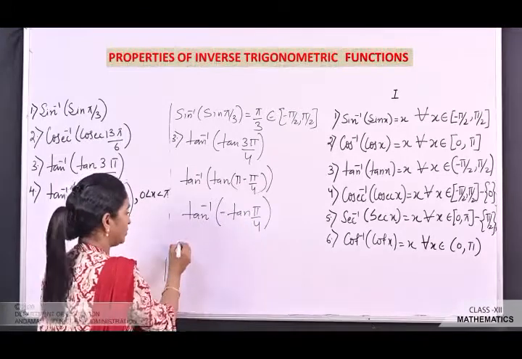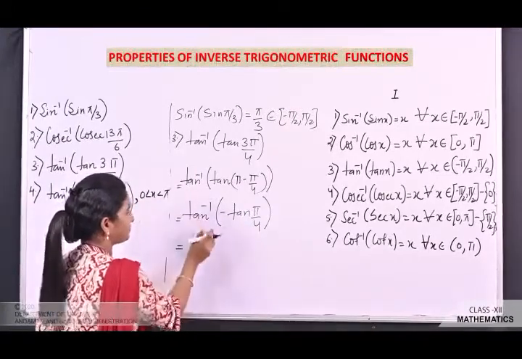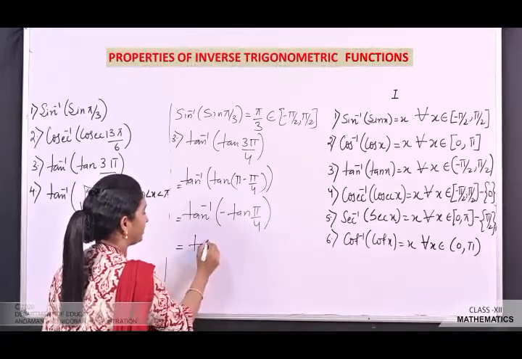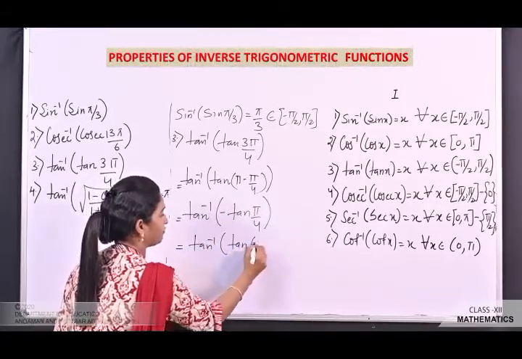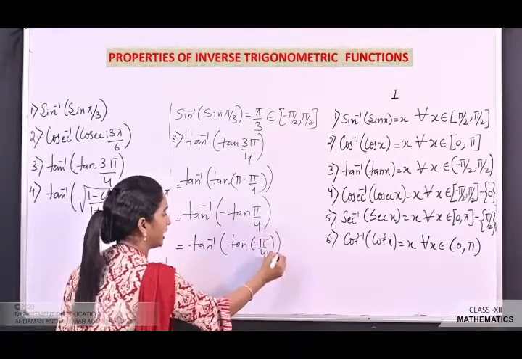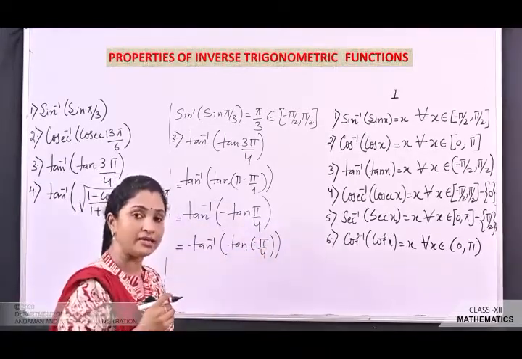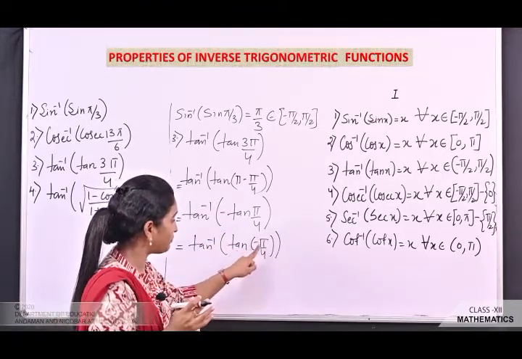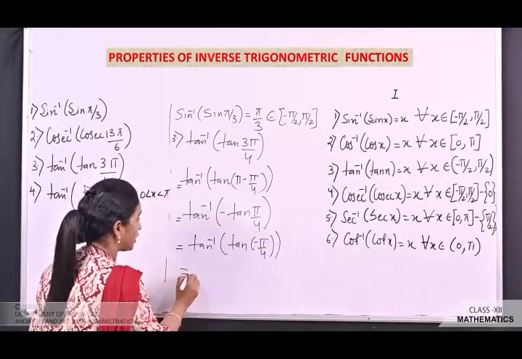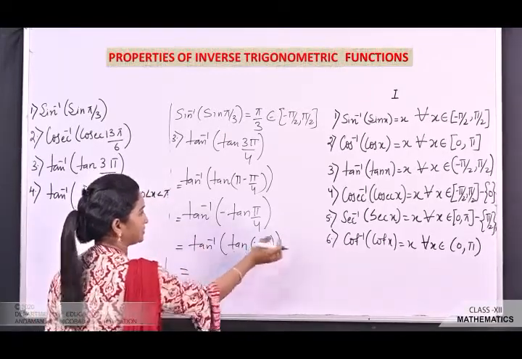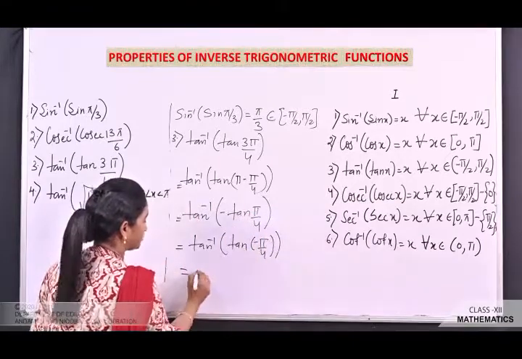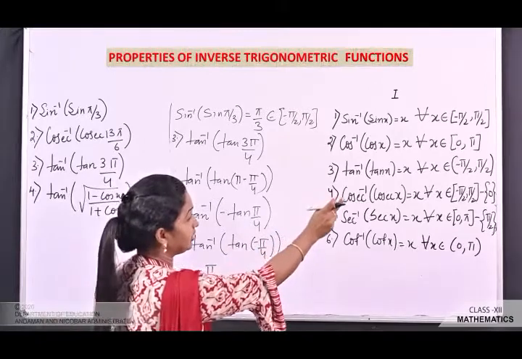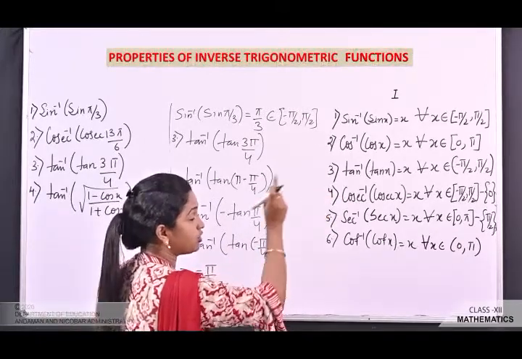Clear? Now this equals tan inverse of, minus tan theta can be written as tan of minus pi by 4, because we know that tan of minus theta and minus tan theta are both the same. So minus tan theta can be written as tan of minus pi by 4. This equals tan inverse of tan x, which is x. So minus pi by 4, and minus pi by 4 lies in the domain, that is minus pi by 2 to plus pi by 2.